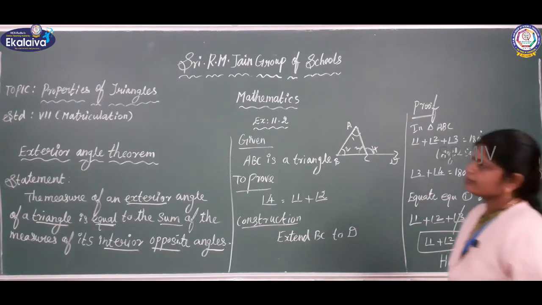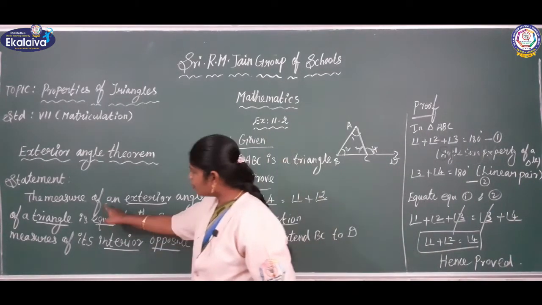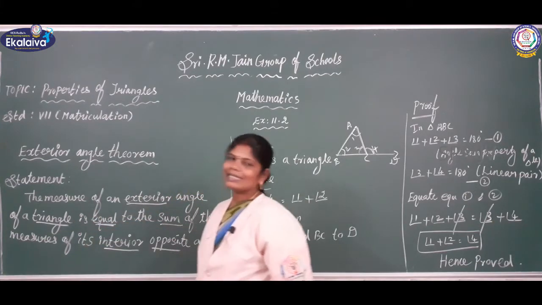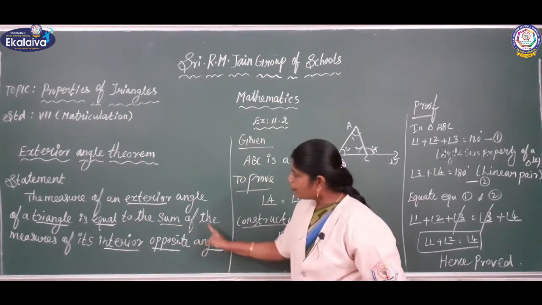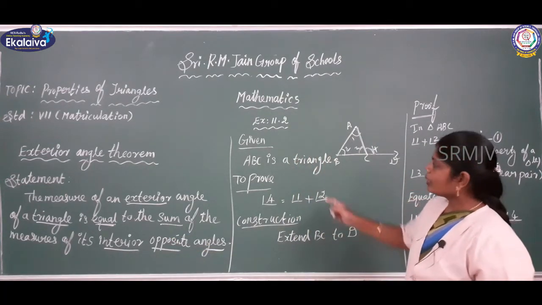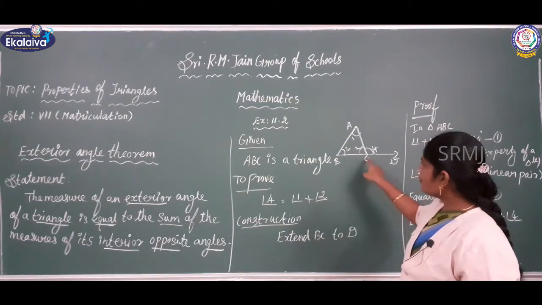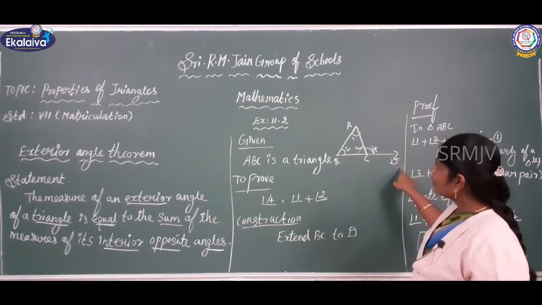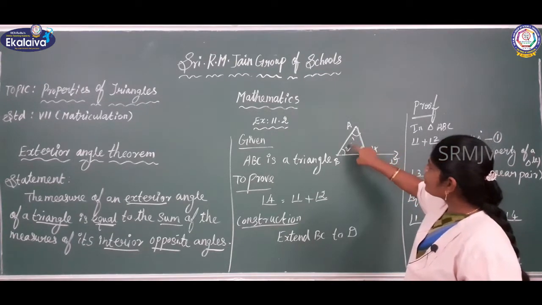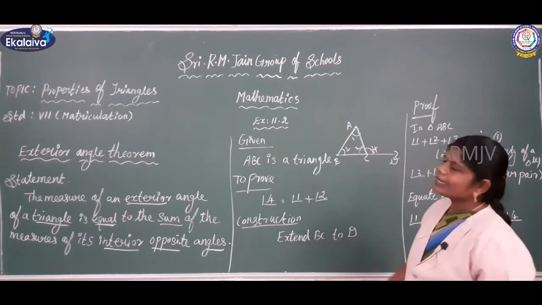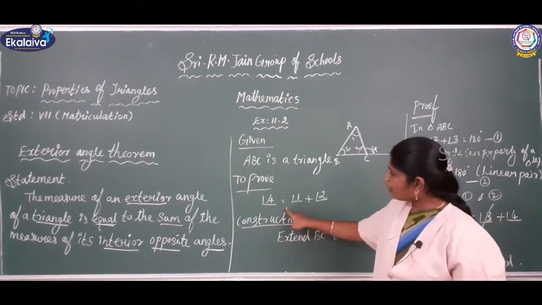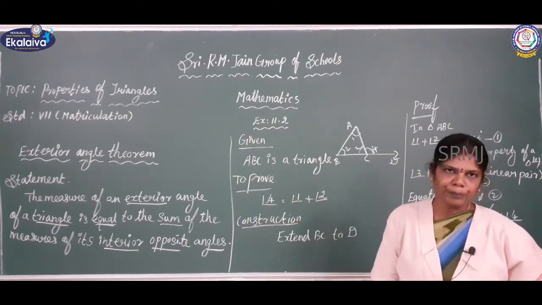I repeat this exterior angle theorem. The measure of an exterior angle of a triangle is equal to the sum of the measures of its interior opposite angles. So here a triangle is given. We extended the line till D, so we get the exterior angle. This exterior angle is equal to the sum of the two opposite interior angles. Here the opposite angles are 1 and 2. So angle 4 equal to angle 1 plus 2 we need to prove.